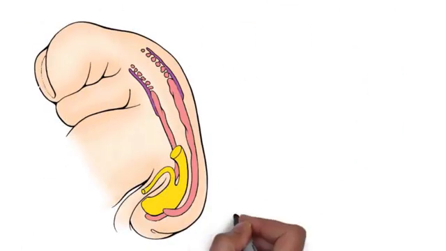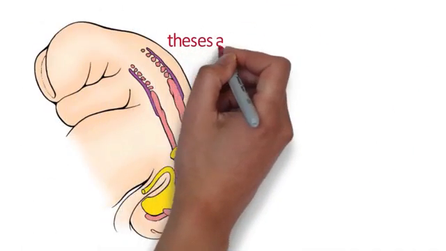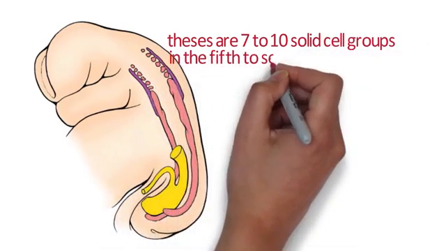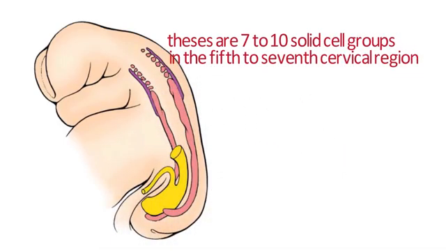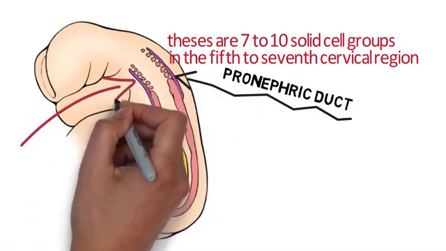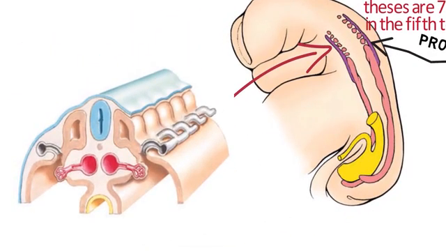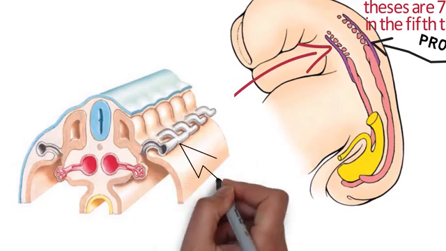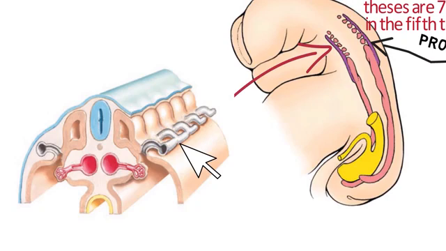Now, please closely focus on this diagram. There are about 7 to 10 solid cell groups. These are the pronephros, and they are in the cervical region, from about the 5th to 7th cervical vertebra. This is the pronephric duct. In cross section, you can see that the pronephros are solid cell groups and their ends are joining and forming the pronephric duct.